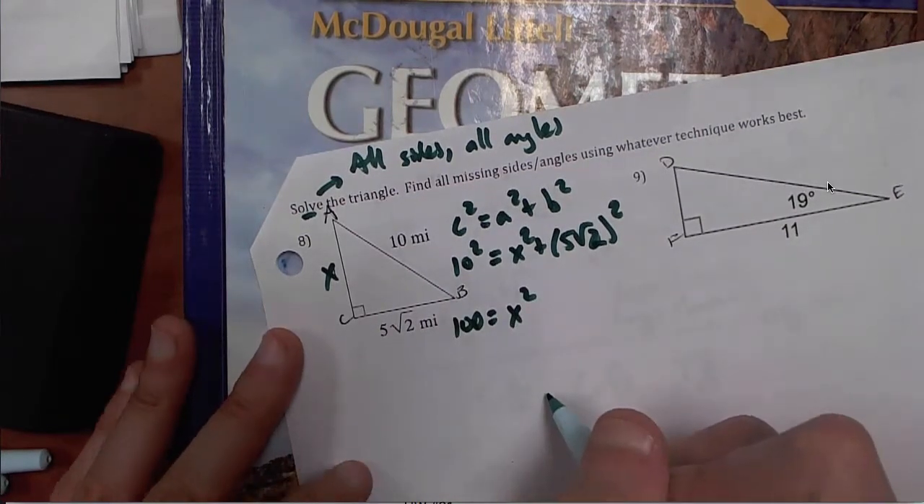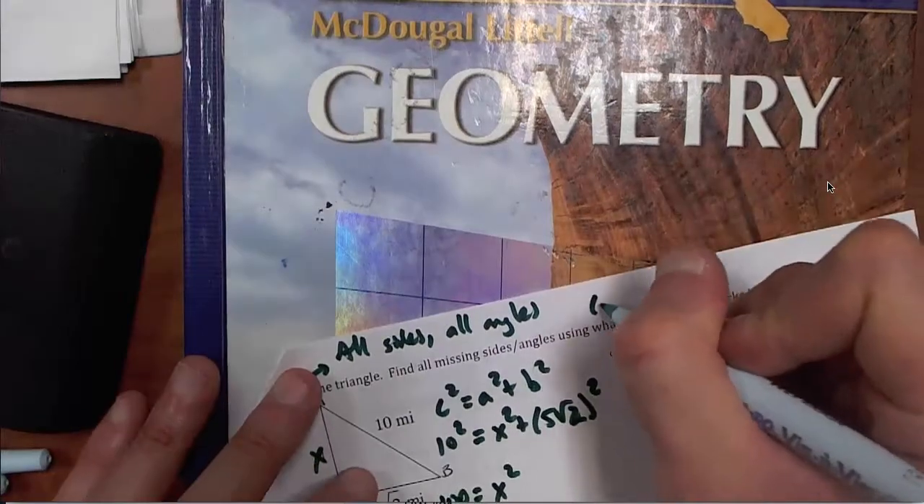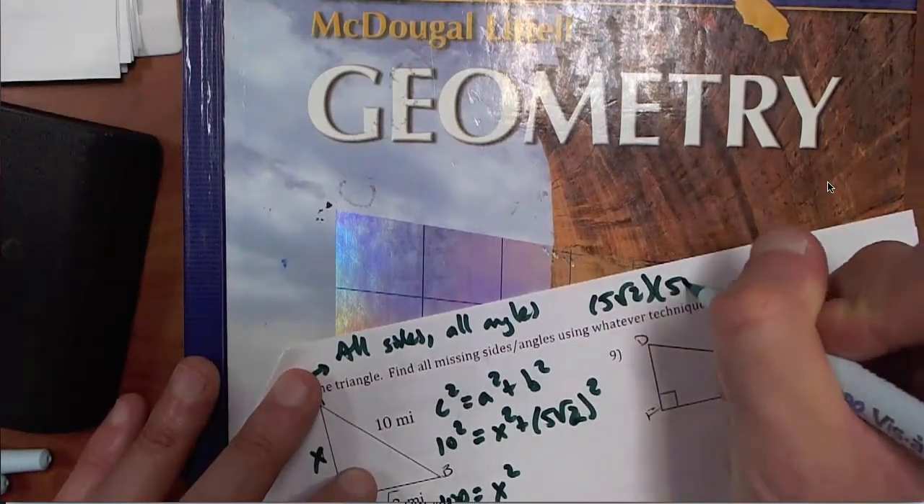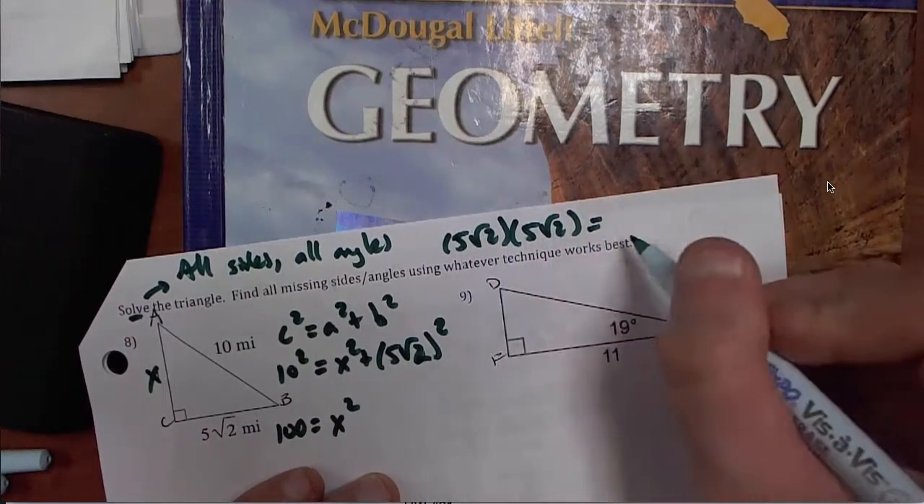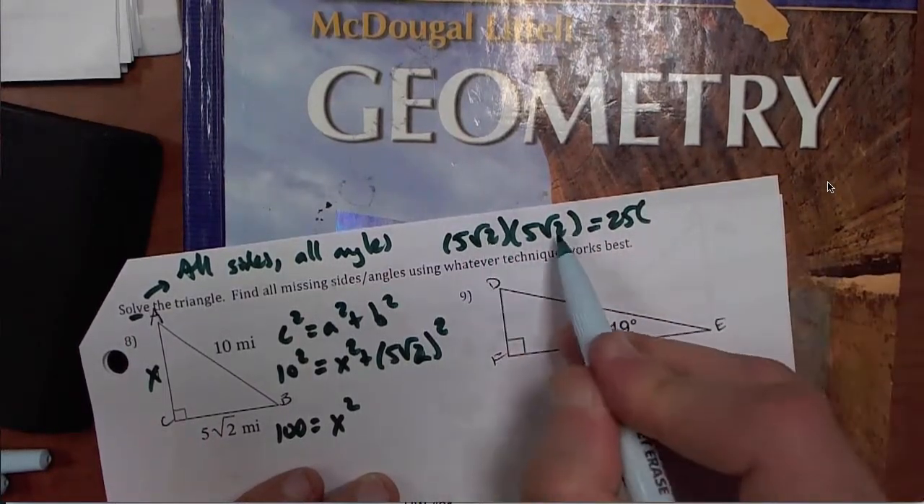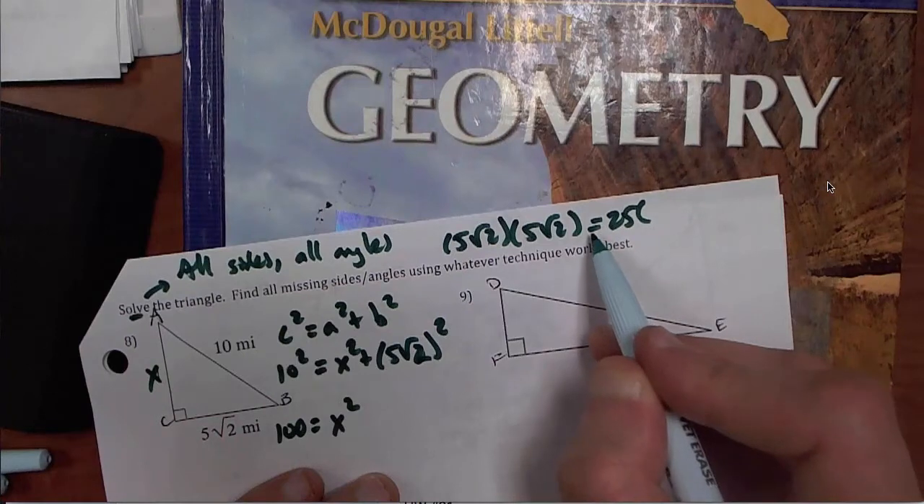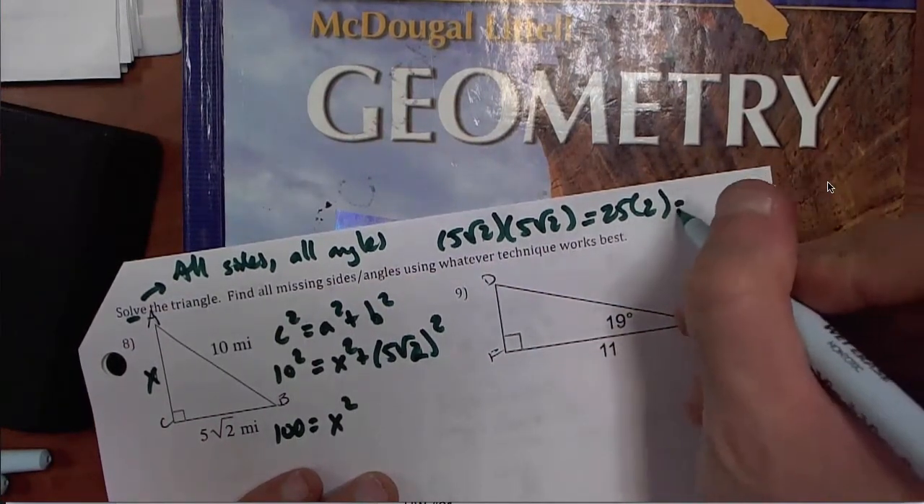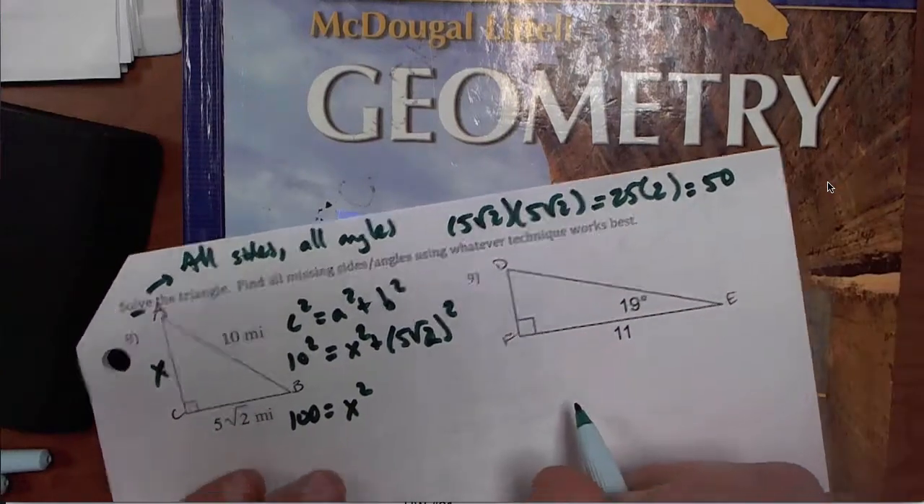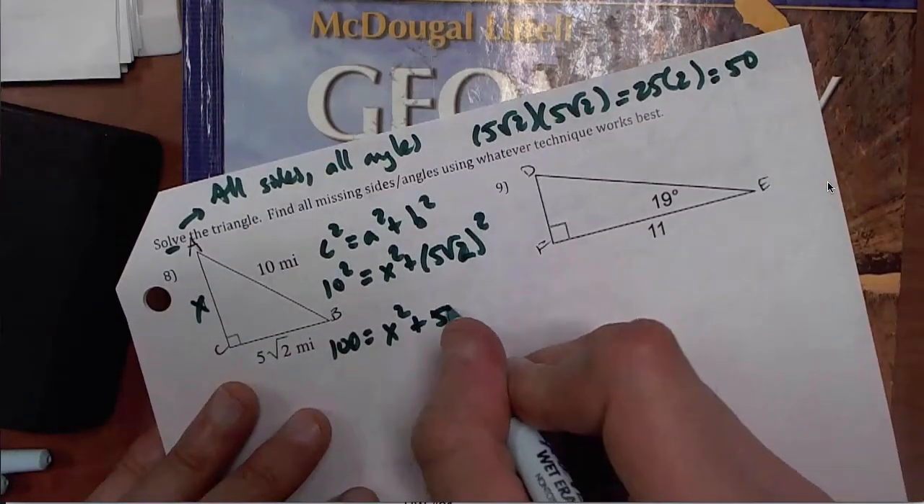Oh, 5 root 2 squared. What was that again? Let me just write that out. 5 root 2 times itself. 5 root 2 times 5 root 2. Let's see. 5 times 5 is 25. What's the square root of 2 times the square root of 2? That's the square root of 4, or just 2. So 25 times 2 gives me 50. Okay, so this is 50.